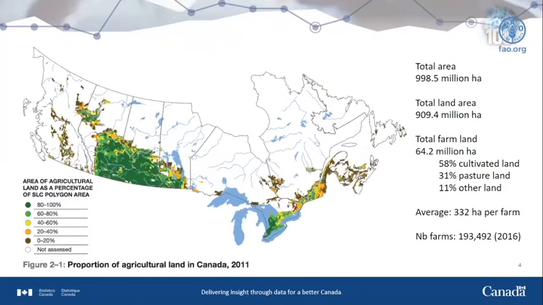So just to give you some stats, that's the total land area, and the farmland is 64.2 million hectares, mainly located in the southern part of Canada. There is a lot of pasture land too, and the size is over 300 hectares per farm, but there are farms that are much larger than that. In the last census, 2016, there were just above 193,000 farms. Next slide.